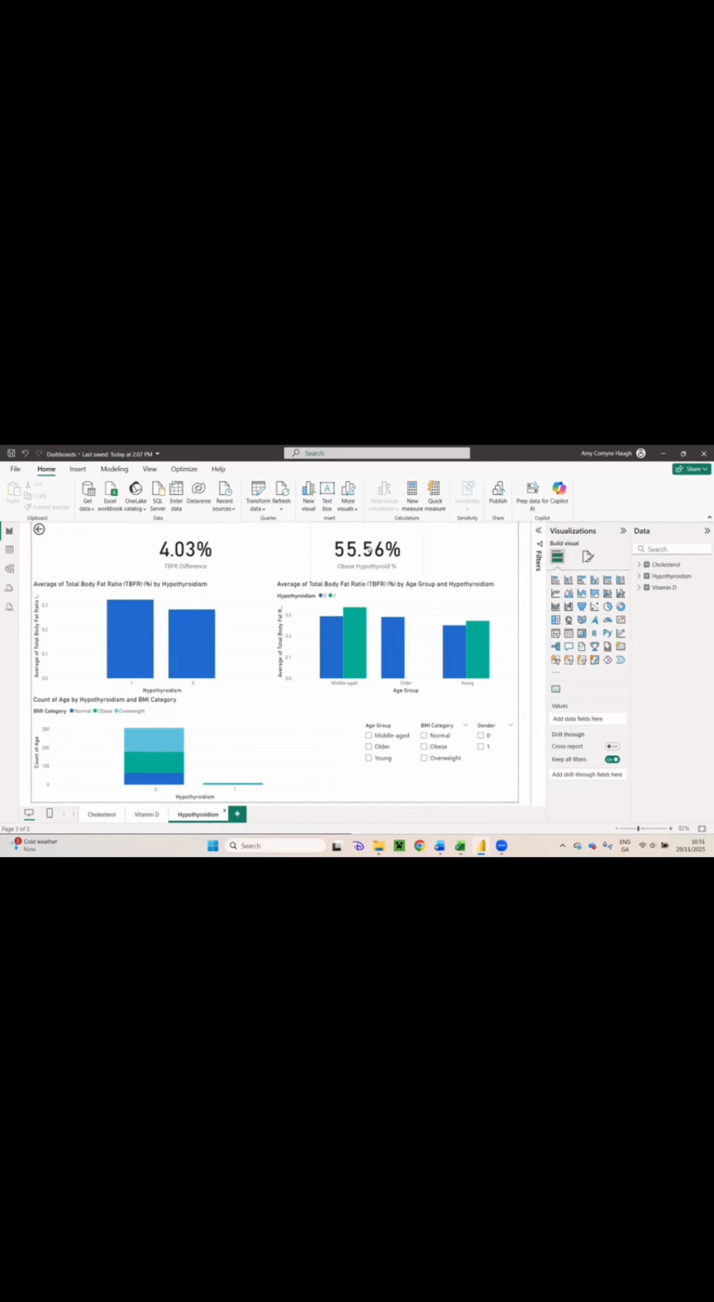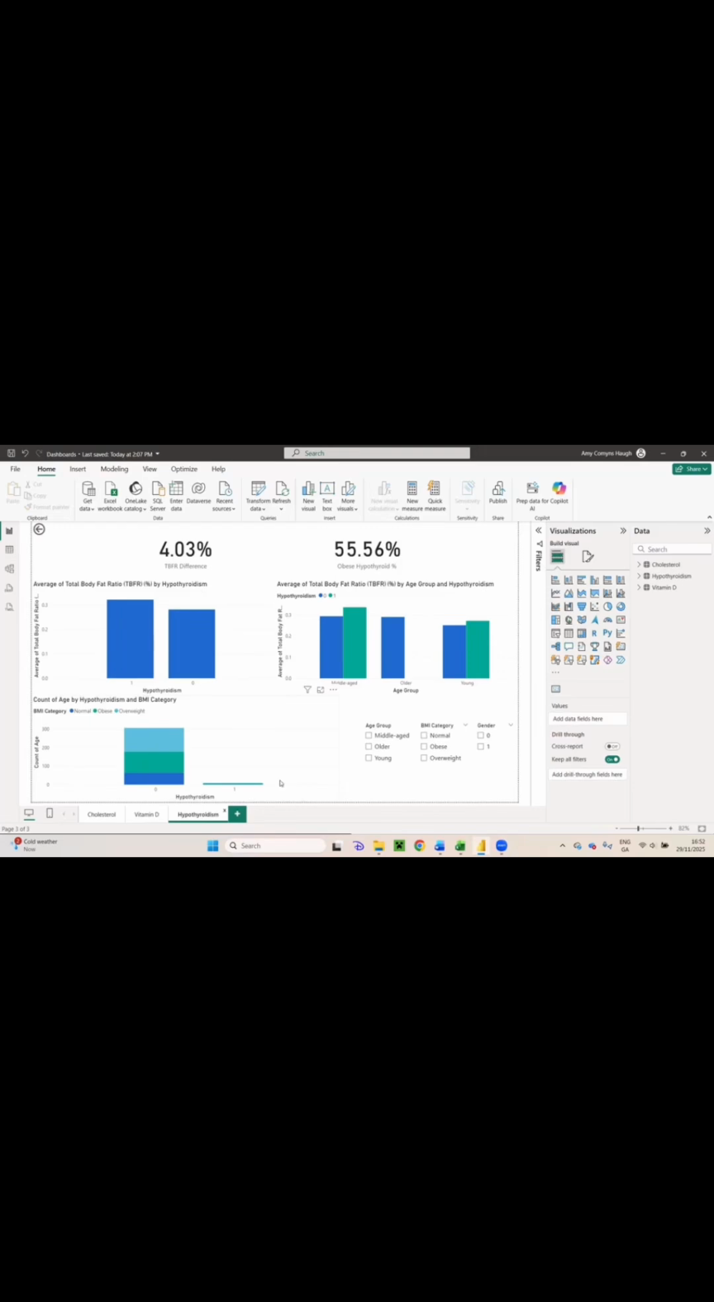Firstly, I have the average of total body fat ratio by hyperthyroidism bar chart. This bar chart clearly shows the visible difference in body fat ratio between people with and without hyperthyroidism, which confirms the KPI finding. My second chart is count of age by hyperthyroidism and BMI category, a stacked bar chart. This shows that the hyperthyroid group is dominated by obese individuals, while the normal thyroid function group shows a more balanced distribution across weight categories.